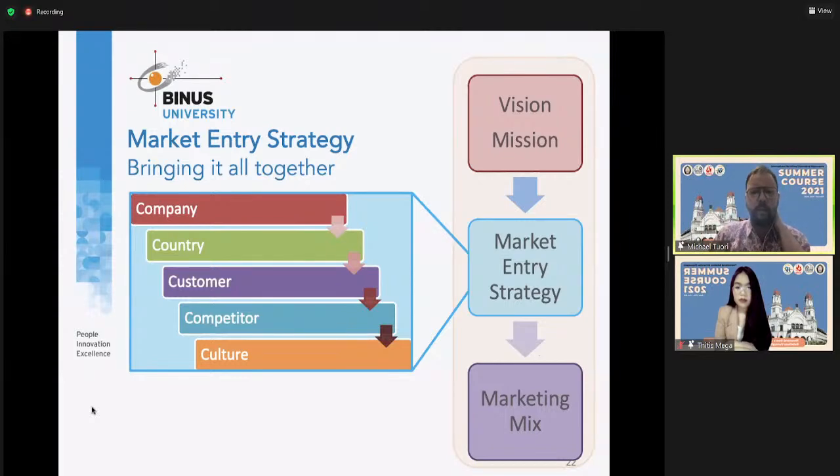When you decide, am I going to direct export? Am I going to joint venture? All of the export mode, we call it, things like that. You can make all of those decisions and you're going to refer back to your plan and your strategy to make sure that everything is consistent and everything supports each other.